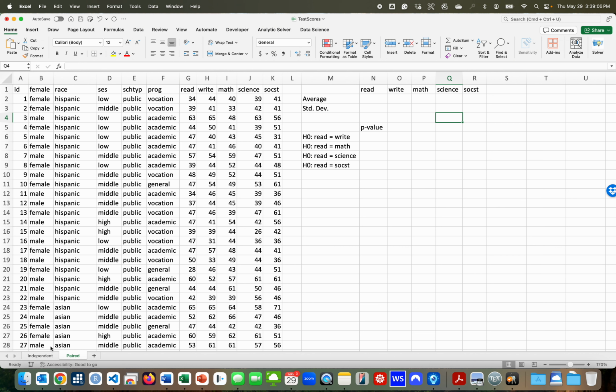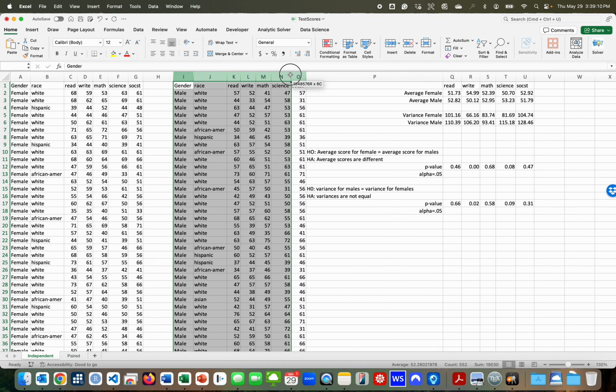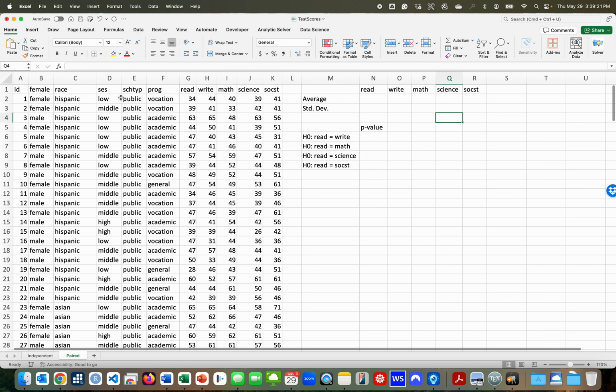So notice over here, we had a sample of females and a sample of males. The order didn't matter. We could sort these columns any way you want them. It doesn't matter. Or sort the rows any way you want within a column. It doesn't matter. For paired, notice one row represents one person.